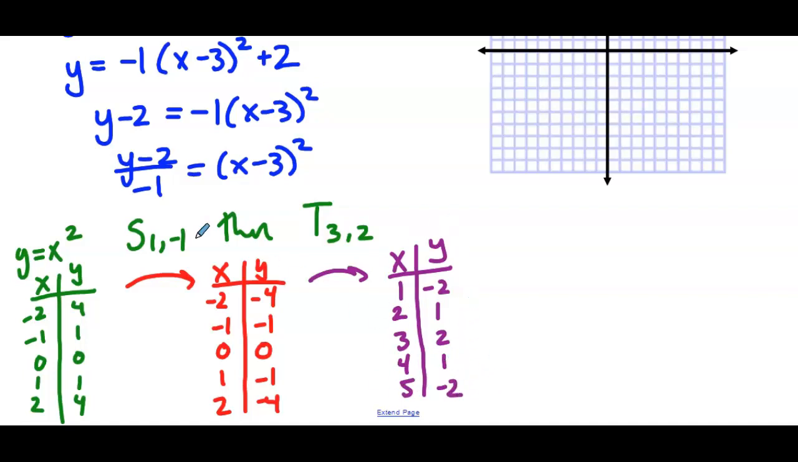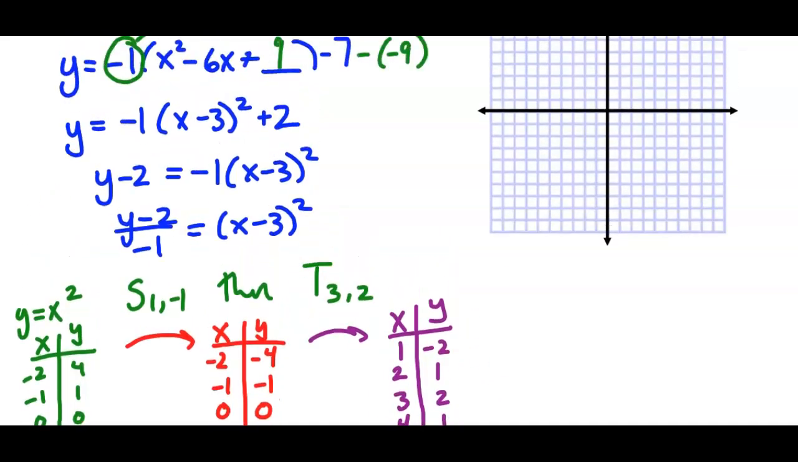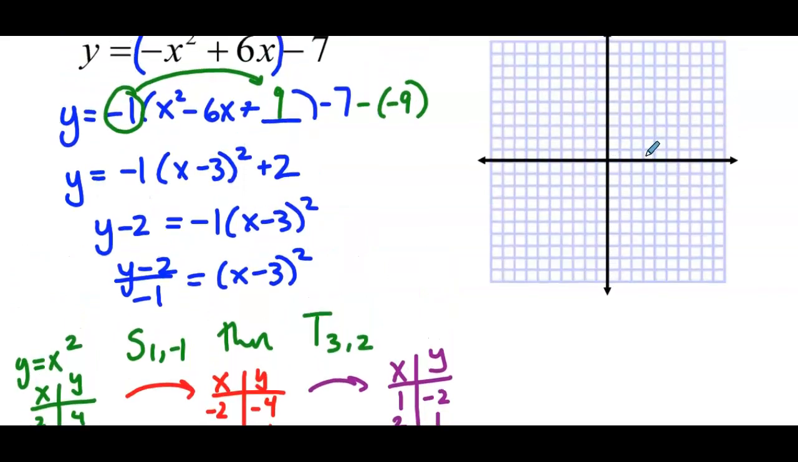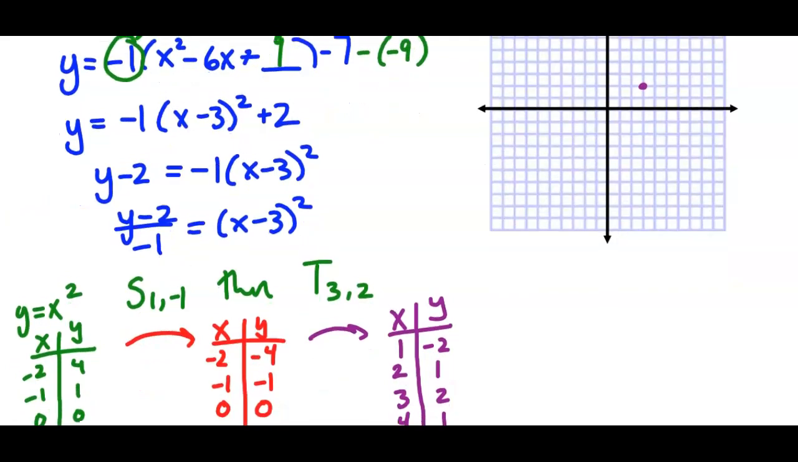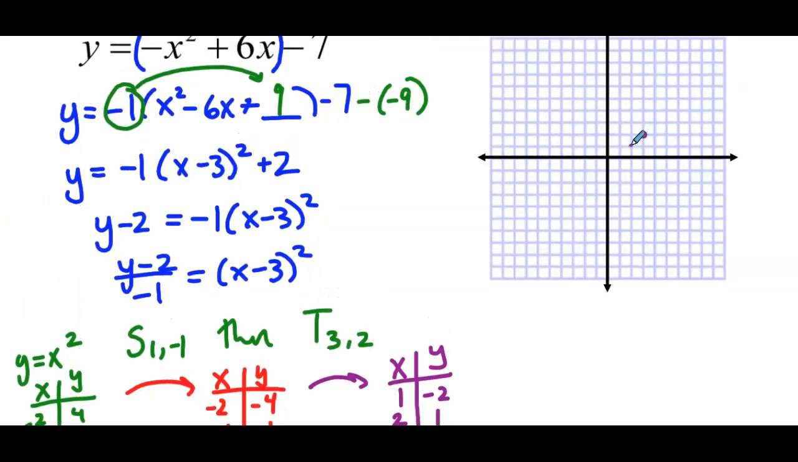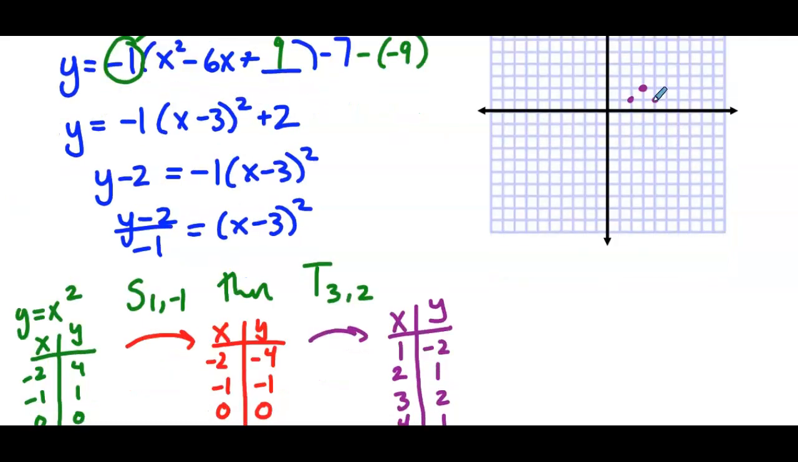So we're going to plot these points on our graph. So we have 3, 2 as our vertex, so 3, 2. Then we have 2, 1, and 4, 1. And then we have 1, negative 2, and 5, negative 2.